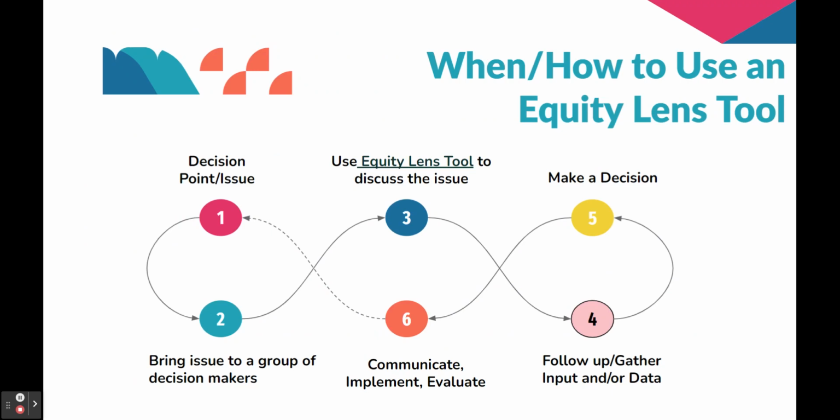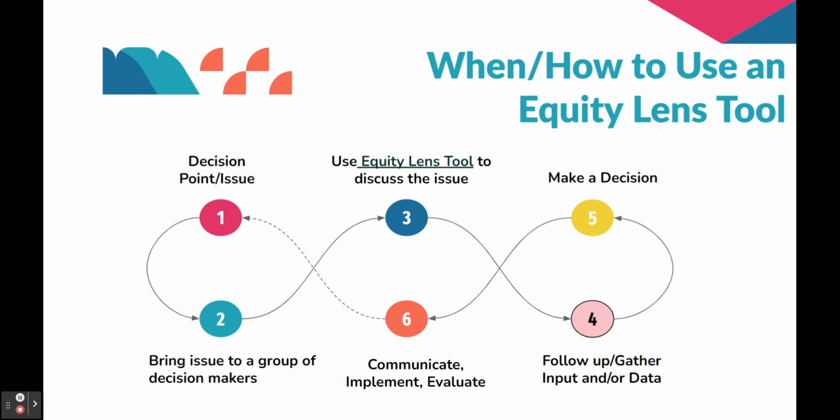Before we look at these questions in more detail, let's review when and how to use this tool. First, you identify a policy, program, or practice where a decision has to be made. Then reflect on the issue and bring it to a group of people that will help make the decision. Go through each of the questions listed on the Equity Lens tool and have a group dialogue. Use the Equity Lens worksheet linked on this slide as a document to jot down thoughts, ideas, concerns, etc. Sometimes you may need to seek additional information, so non-closure is normal. Based on the data gathering and our feedback, make an informed decision and communicate this decision, implement, monitor, and evaluate.